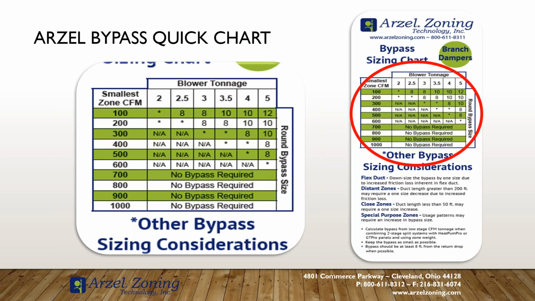So there's a quick size chart available for you. Take care of anything residentially from 2-ton to 5-ton. If you need help with sizing a bypass for commercial applications, something greater than 5 tons, let us know. Just call us up, smallest zone CFM, blower tonnage, and we'll be able to help you calculate that out.